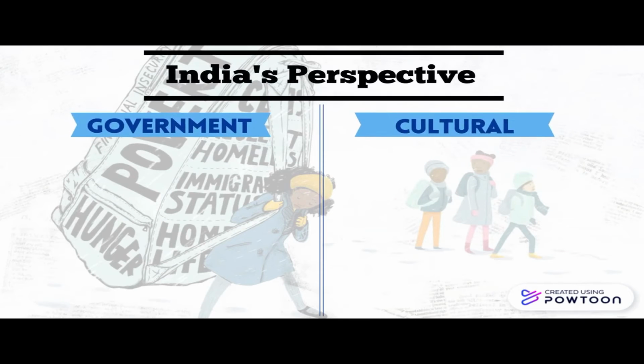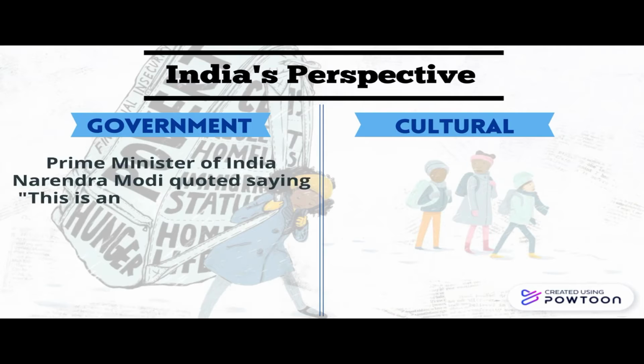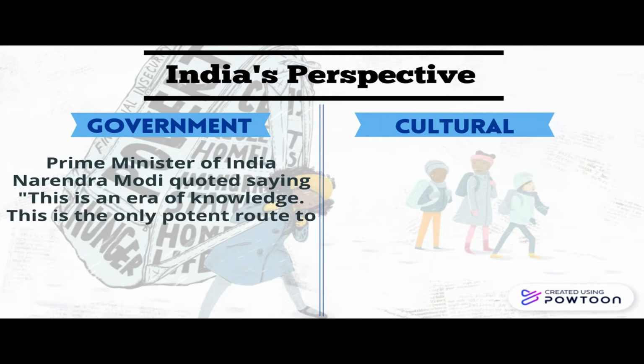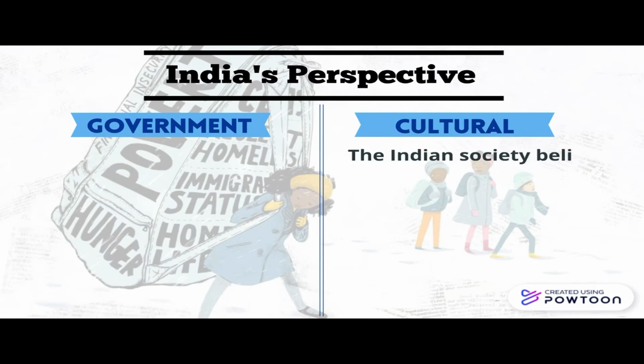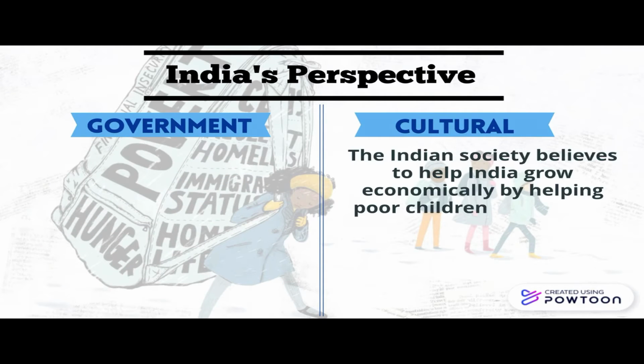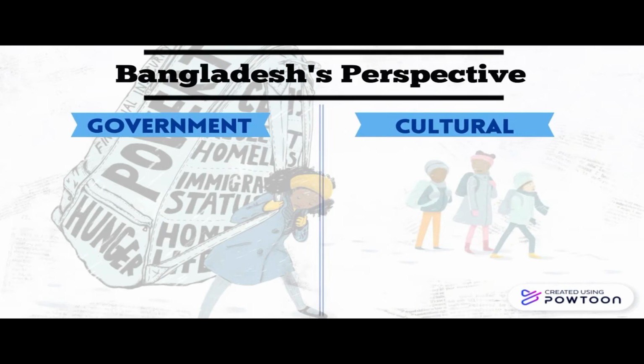behind. India's administration has shown an anti-poverty stance, with the Prime Minister citing education as the route to combat poverty. While the people of India have been shown to help out poor children to gain quality education.